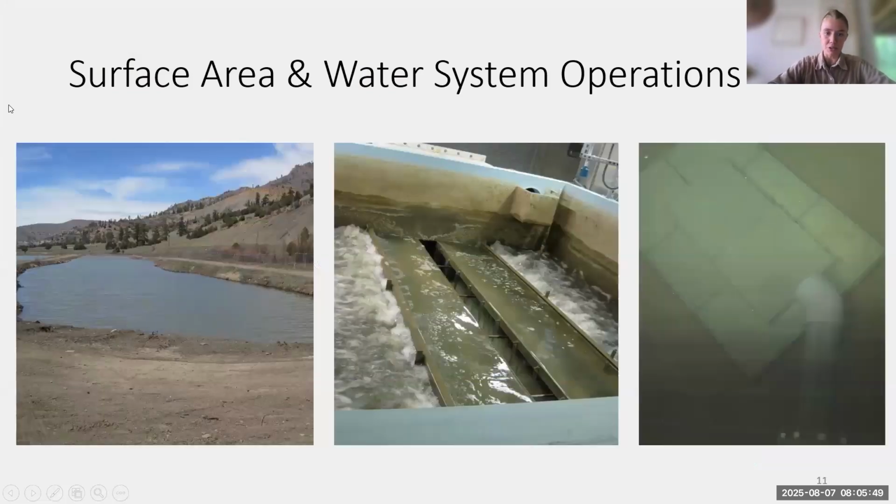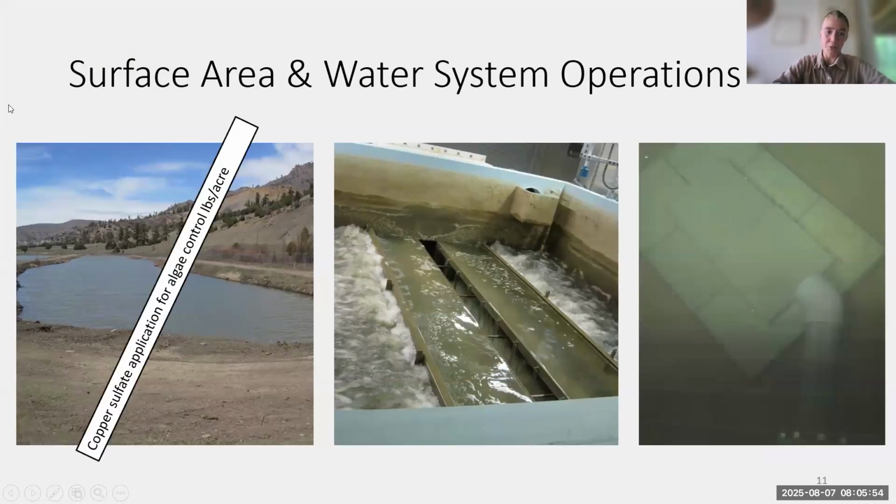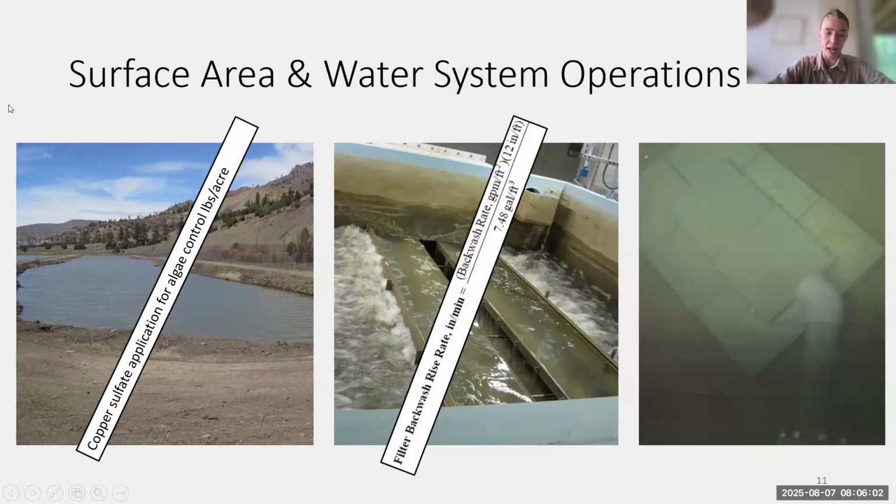And here are some more direct examples with some photo examples. Copper sulfate application for algae control in one of your ponds, potentially in pounds per acre. We might be looking at filter backwash rise rates. And this is a formula here that is in your formula chart, your formula table that will be available to you when you're taking your exam.